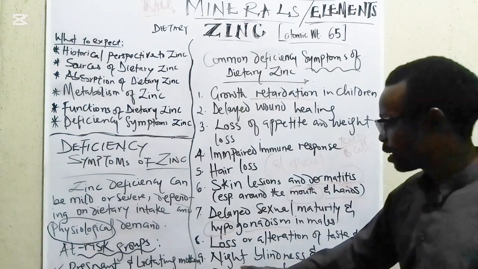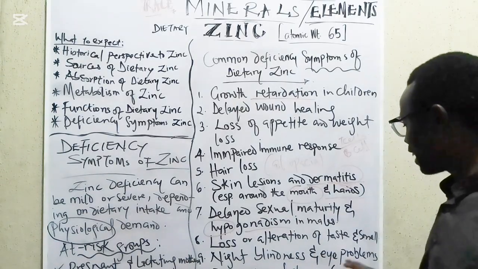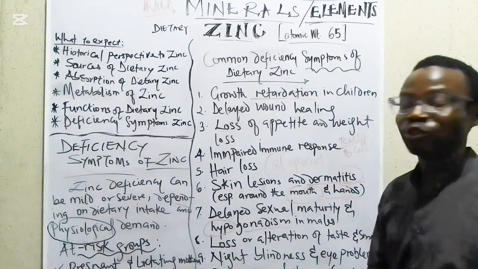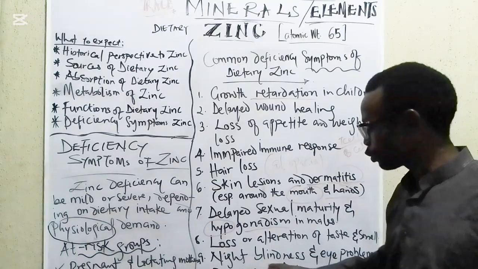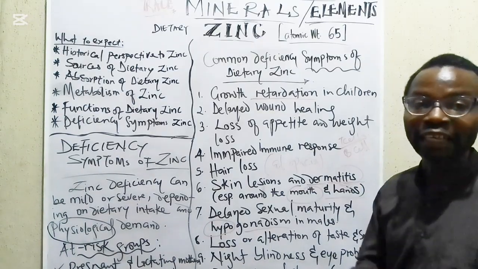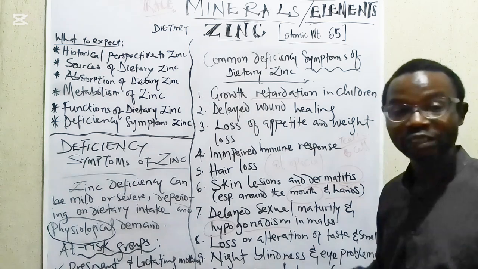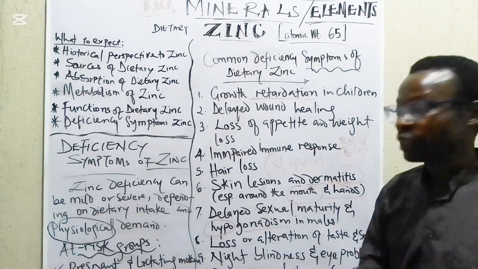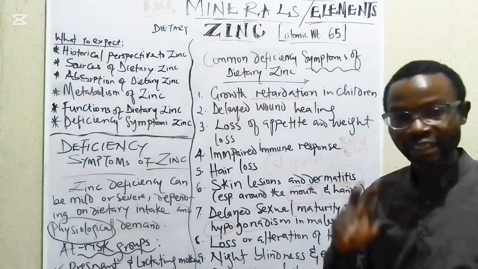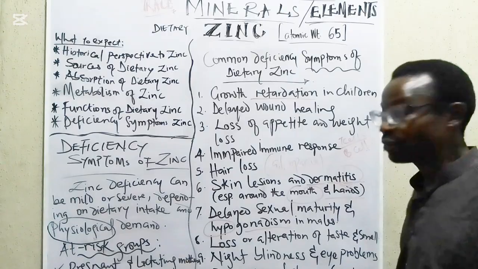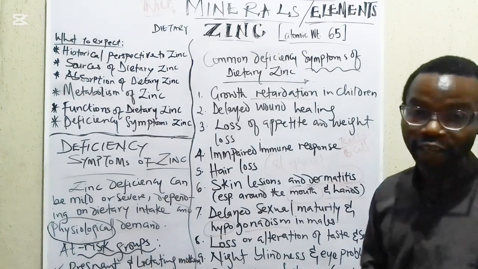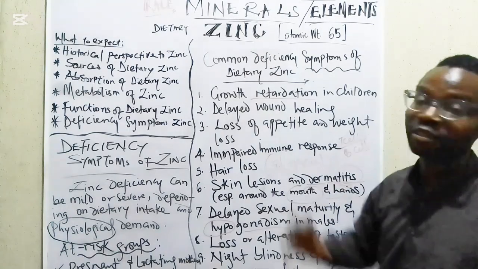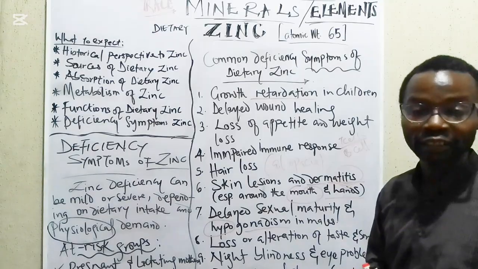Number 9 is night blindness and eye problems. Because of production of certain hormones and enzymes, and deficiency of cofactors, it affects the sight in the night, and also it can even lead to certain severe eye problems, which deficiency of zinc leads to.